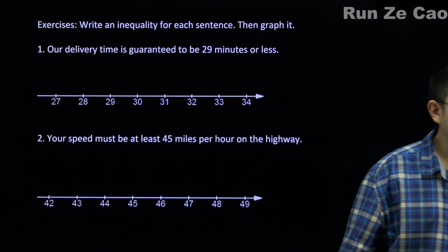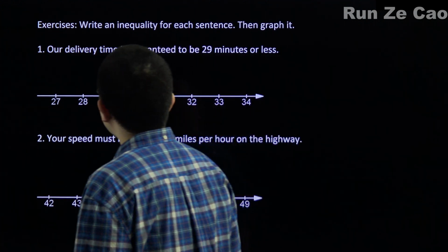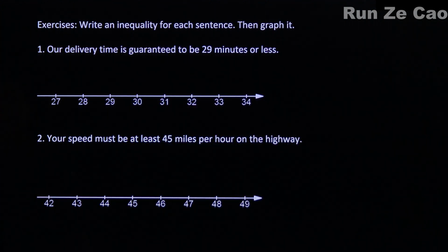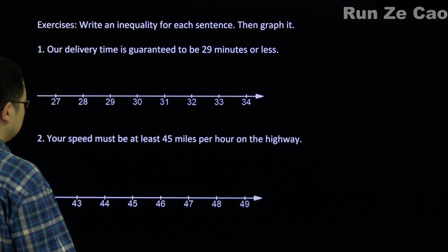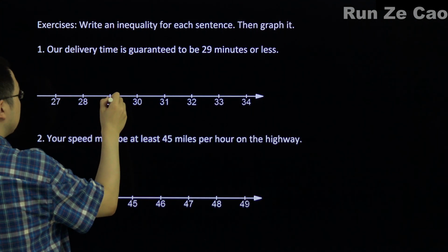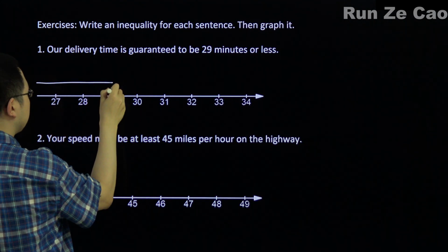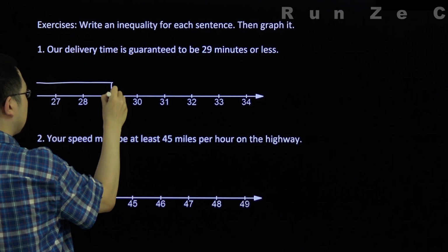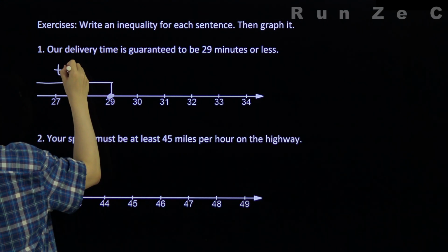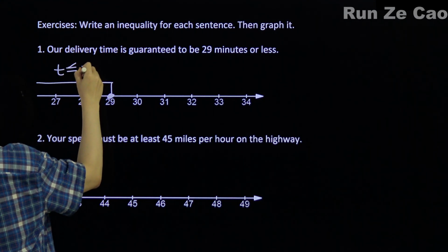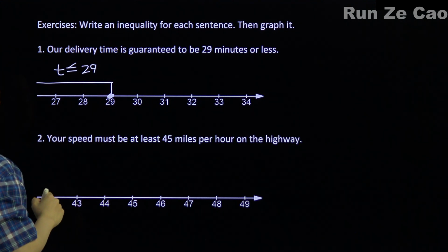Exercises. Write an inequality for each sentence and then graph it. Our delivery time is guaranteed to be 29 minutes or less. Well, 29 minutes or less, that includes 29. So you end up having a full circle at 29. So labeling this, you have t is less than or equal to 29 minutes.